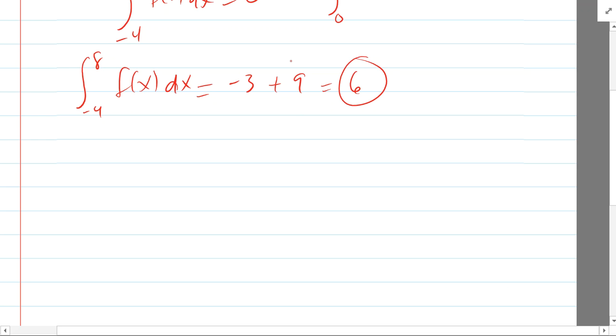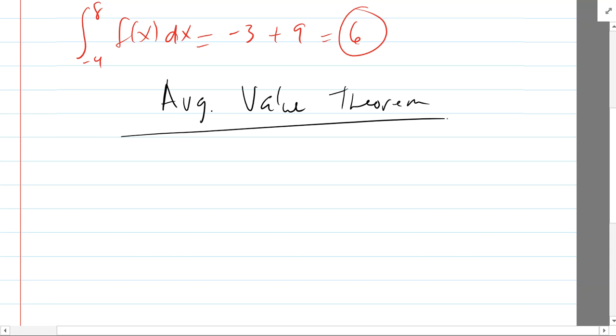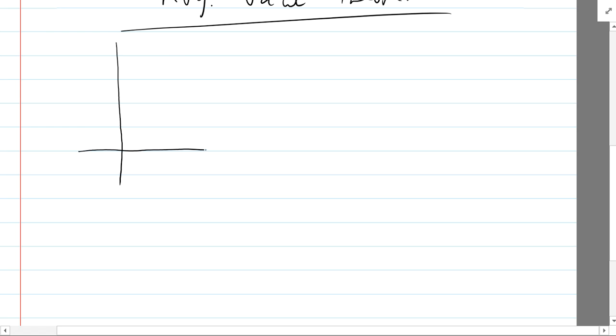Right? Okay. Now moving on. Now we need to do the average value theorem. To do the average value theorem, I need to go back and do mean value theorem. And I need to show you it's the same thing. It truly is. So to do this, I'm going to draw a graph of an easy function.